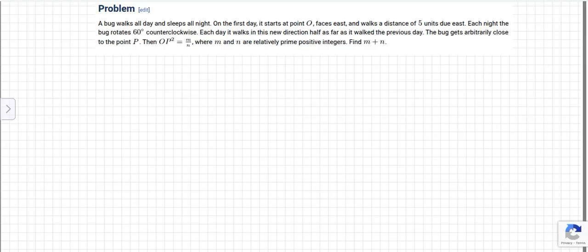A bug walks all day and sleeps all night. On the first day, it starts at point O, faces east, and walks a distance of 5 units due east. Each night, the bug rotates 60 degrees counterclockwise. Each day, it walks in this new direction half as far as it walked the previous day. The bug gets arbitrarily close to the point P. Then OP squared equals m over n, where m and n are relatively prime positive integers. Find m plus n.